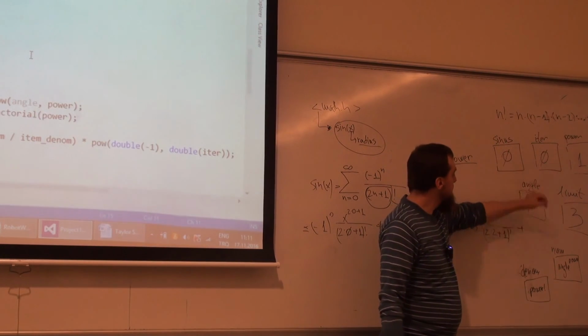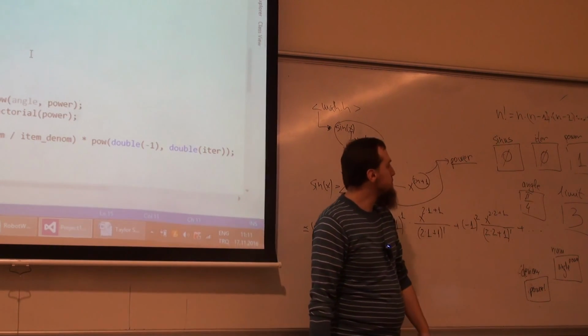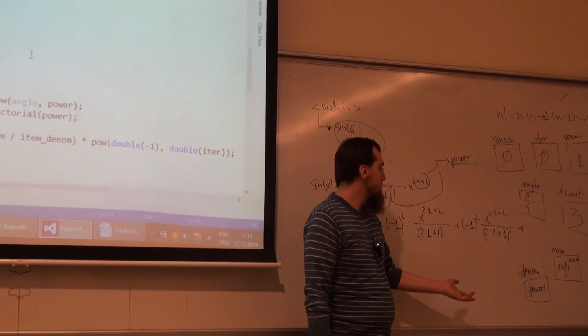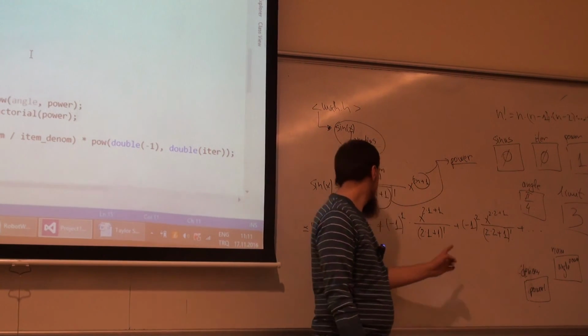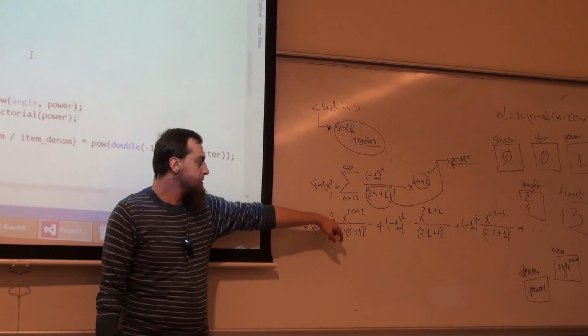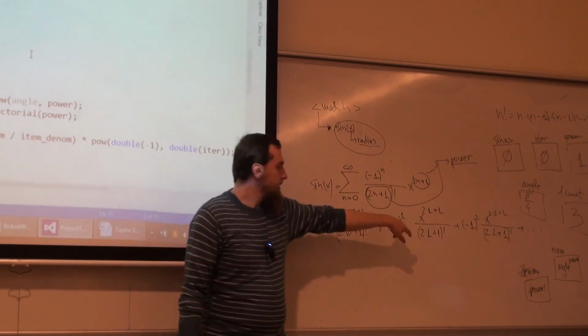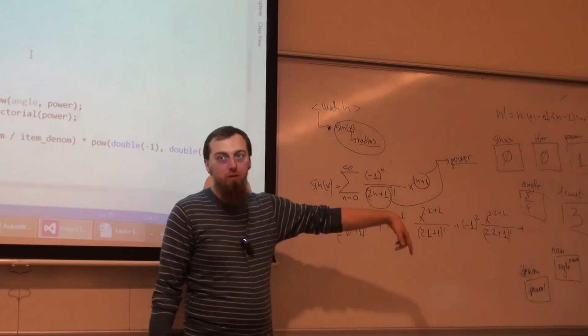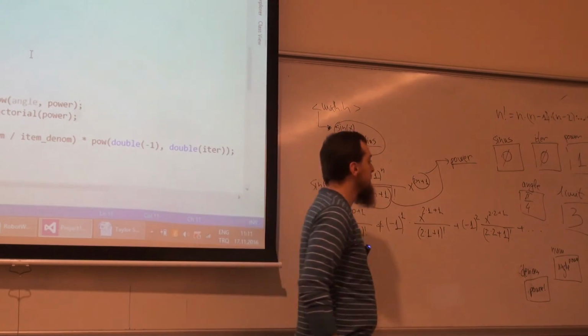Iterator is 0. Minus 1 to the power of 0 is 1. So here we are getting the sign. Okay? If it's 0, it's going to be positive. If it's odd, it's going to be negative. Otherwise, the sign is positive.